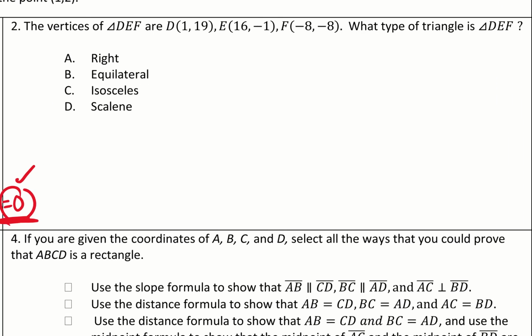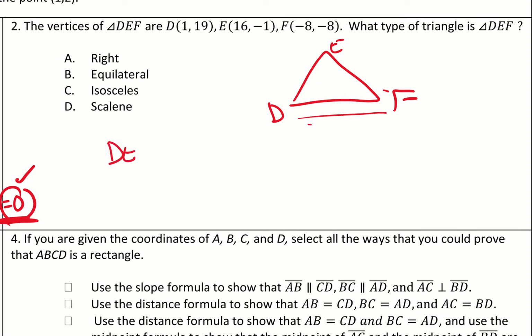All right, number 2, the vertices of triangle DEF are given. What type of triangle is it? All right, so if we want to figure out the triangle DEF, we need to figure out the distances, right? We need to figure out the length of DE, EF, and DF. So let's calculate those distances. If we want to figure out DE, we just got to subtract the x coordinates for D and E and subtract the y coordinates, square them, add them, and then take the square root.